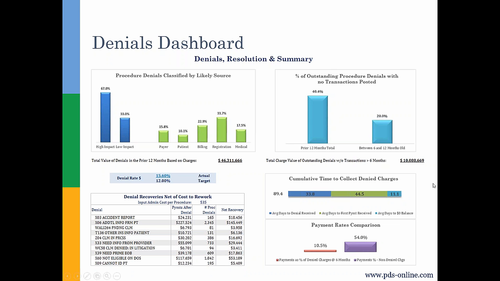If you look down then into the middle of the screen, you'll see it in blue here. Denial rate is running at 15.60%. That's our actual denial rate over the last 6 months. And then our target was 12%. So we could clearly see we're not at where we want to be.